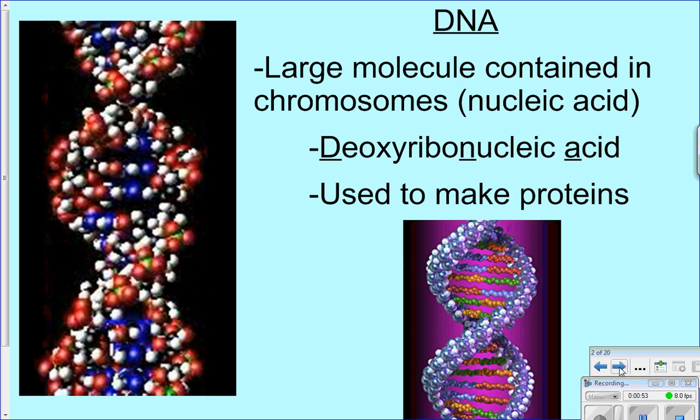DNA is an abbreviation. The long name is deoxyribonucleic acid, and I underlined where the D and A come from to make up the abbreviation for the name. And DNA is really important in your body because it's used to make proteins. And we'll look at that process later. Proteins are really important in your body. Without proteins, you couldn't survive. DNA is the code to make all the proteins in your body.